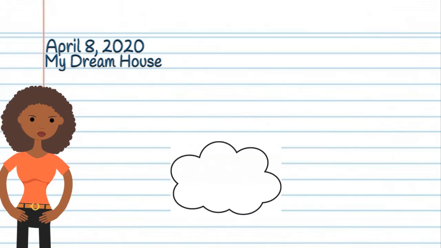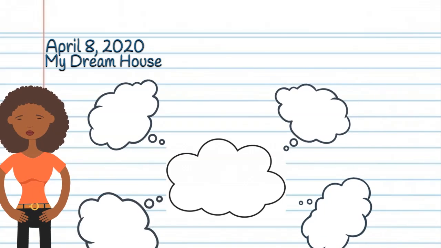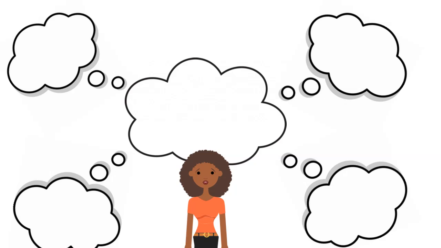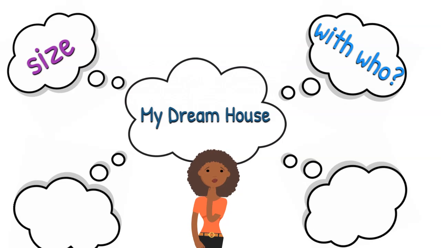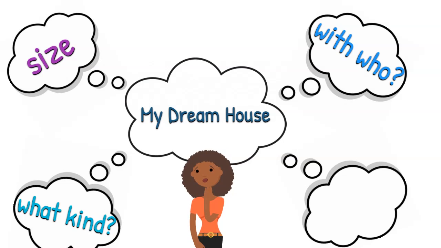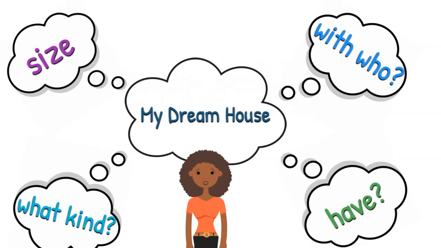Now it's time to draw our bubbles. Don't forget we need one big one and four small ones. We already know that the title of our writing is My Dream House. Now I want you to think about what size is your house. Who do you live with? What kind of house do you live in? What does your house have? And what can you do in your house?